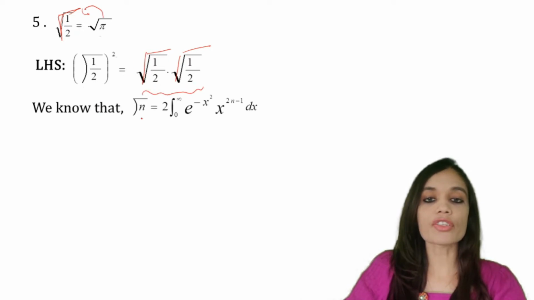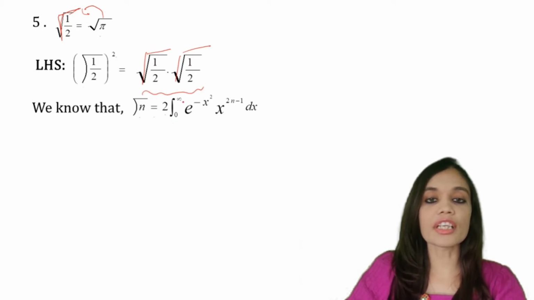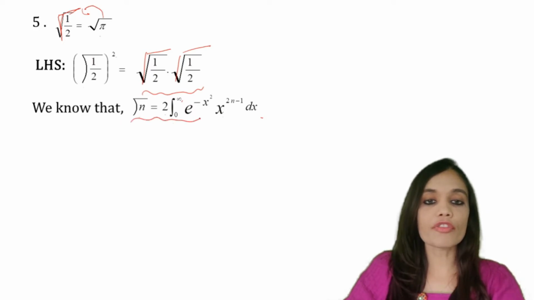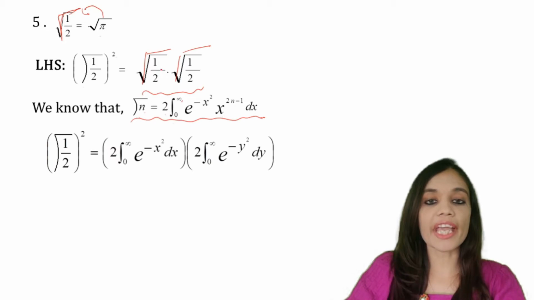So finally, what will be gamma half? We know the definition, that is gamma n is equal to 2 times integration 0 to infinity e raised to minus x square x raised to 2n minus 1 dx, right? So this is our formula of gamma function. Let us put the value of n as 1 upon 2, right?